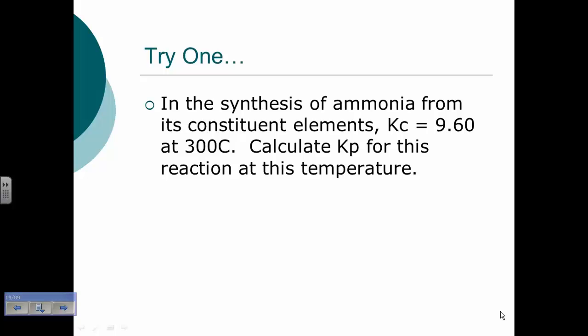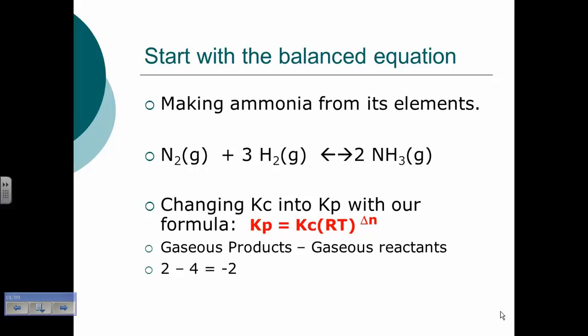Well, step one. Let me see on your paper the balanced equation for making ammonia from its elements. Step one, as any good chemist does, they write out their recipe. Gaseous nitrogen reacts with 3 moles of gaseous hydrogen, with a dynamic equilibrium arrow, to form 2 moles of gaseous ammonia. N2 plus 3H2 forms 2NH3. All reactants and products are gases.